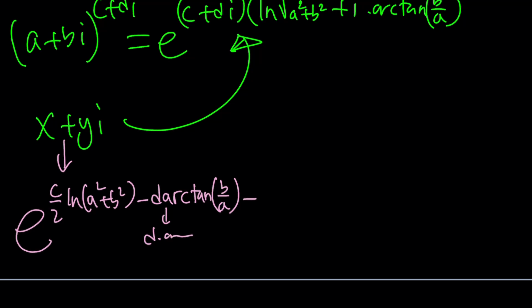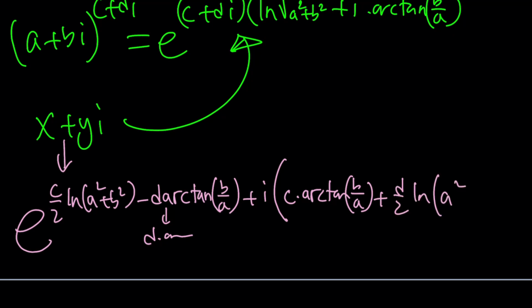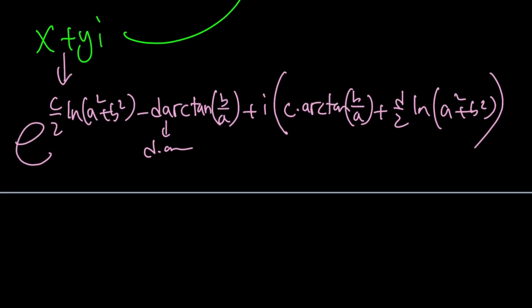Hopefully. Plus i, and the imaginary part is equally bad. c times arctangent b over a. I put the dot there. Plus d over 2 multiplied by ln a squared plus b squared. Great. Such a mess, right? Now this is e to the power something. I still have to split it up.